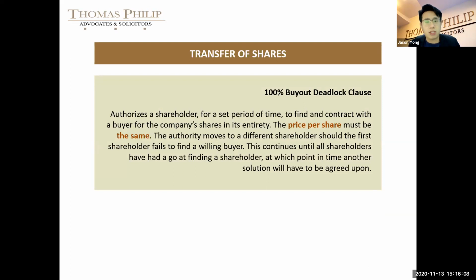So both my shares and the remaining shareholder's shares, for the same price. If I do not find such a person within 3 months, then the authority moves to the remaining shareholder to go and find someone in the 3 months. This continues until all of the shareholders have had a go at finding that person to buy out all the shares, at which point in time you will need to have another way to sort it out. Another solution will have to be agreed upon.